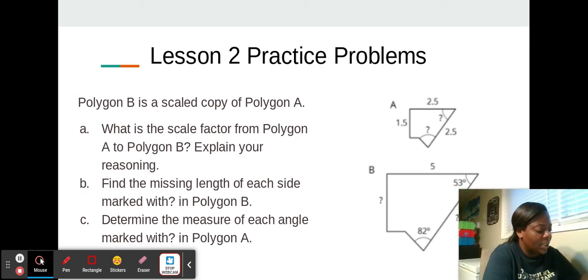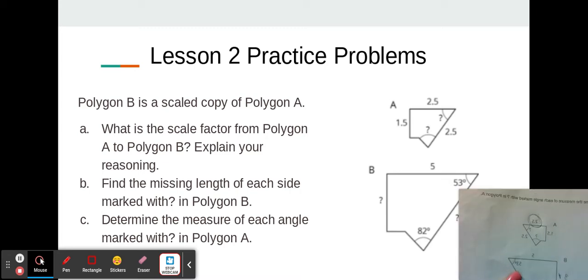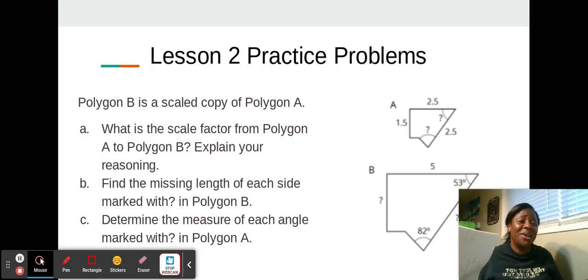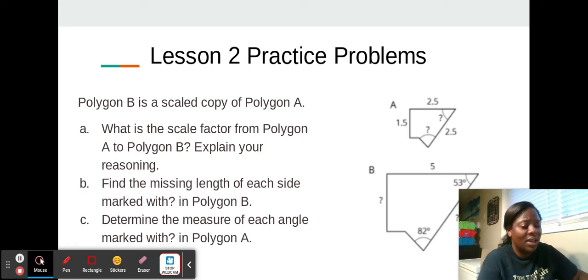C says, determine the measurement of each angle and mark it. Okay, so in A, this angle up here in B is 53. So what must this angle be? Well, today our whole lesson was saying that if it's a scale copy, it must have the exact same angles. So that must also be 53. And then the bottom angle in B is 82. So what must the bottom angle in A be? 82. 82.